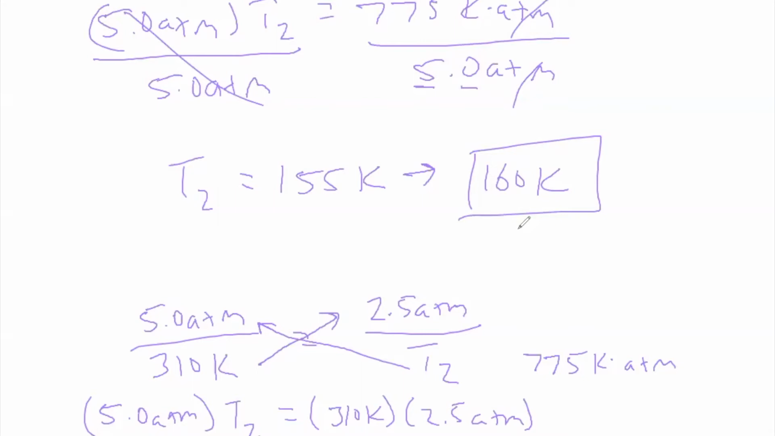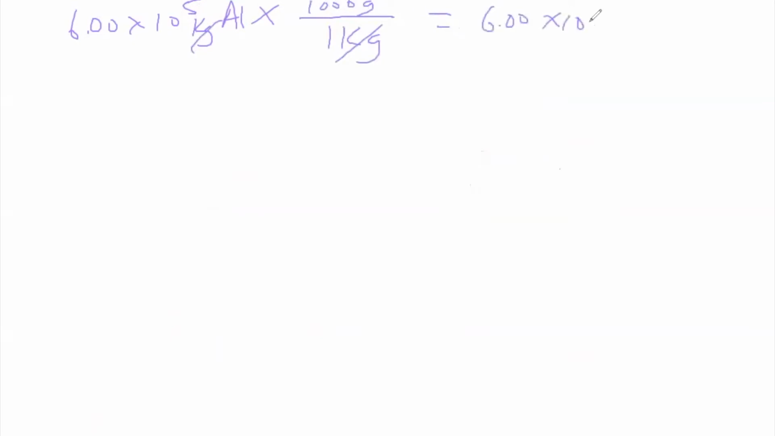Ms. Holly, I had a question on number 34. Okay. Go through that one. So 34, the first thing you want to do is get grams. So we're given kilograms of aluminum. Multiply that out to get grams. So there are 1,000 grams in 1 kilogram. So that would give us 6.0 times 10 to the 8th grams of aluminum.